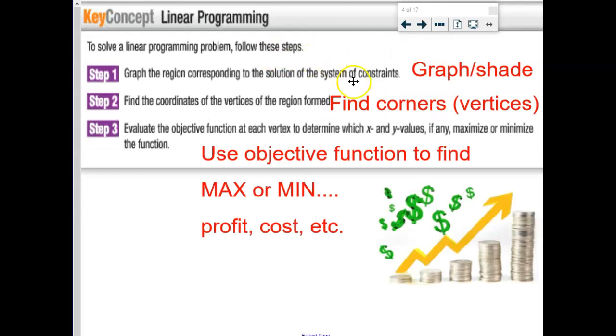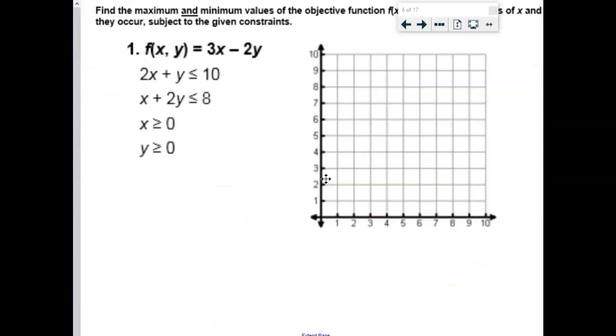This is a little misleading. It says step 1 is to graph. Not normally. Usually step 1 is to create the constraints that then you graph. And then you find the corners, and then you plug them into the objective function. So just look, 3 little steps. That's it, right? All right, let's take a look at number 1.